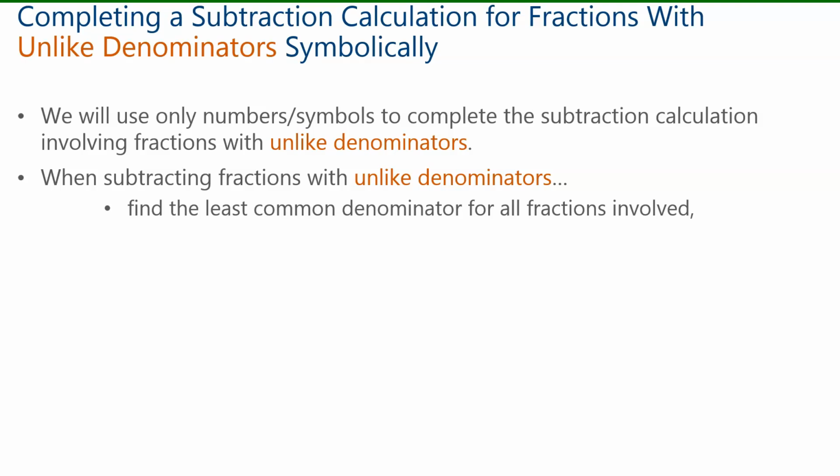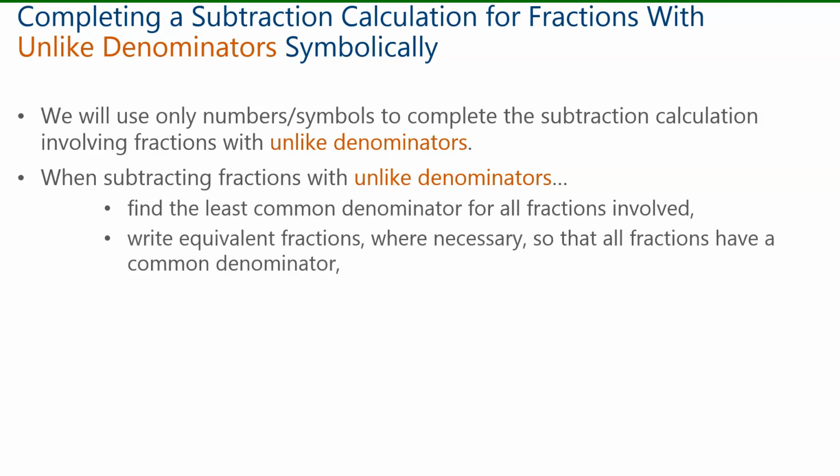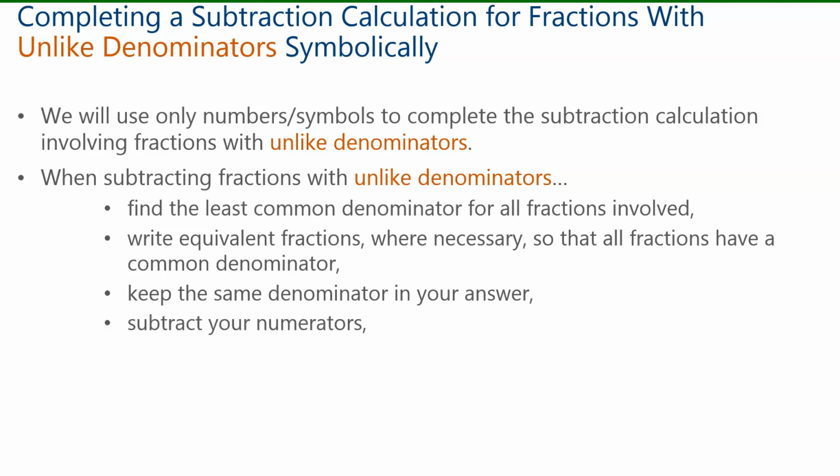for all fractions involved. And in all of these examples, we will be using the least common denominator. We could just use a common denominator, but if we recall from a previous video, the numbers can become much larger, so we're going to stick with the least common denominator here. Once we have that, we write equivalent fractions where necessary so that all fractions have a common denominator. We keep the same denominator in our answer, subtract the numerators, and last but not least, simplify your answer if necessary. Let's consider a few examples.